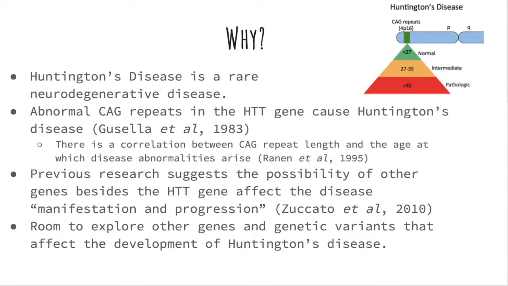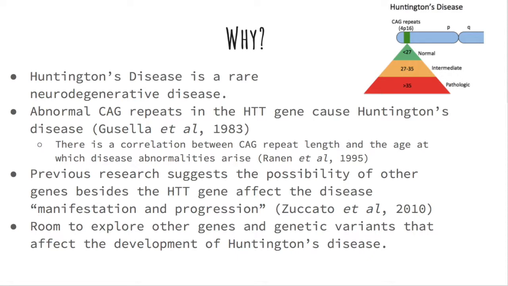The authors of this article were inspired by previous research about Huntington's disease that suggests, quote, "a large set of possible genes distinct from the Huntington's disease locus itself that could modify the disease manifestation and progression," end of quote. And so, the scientific community leaves us with a lot of room to explore other genes and genetic variants that affect the development of Huntington's disease.